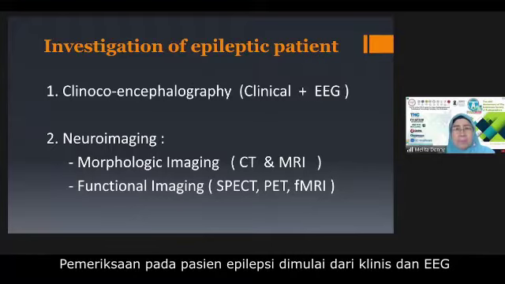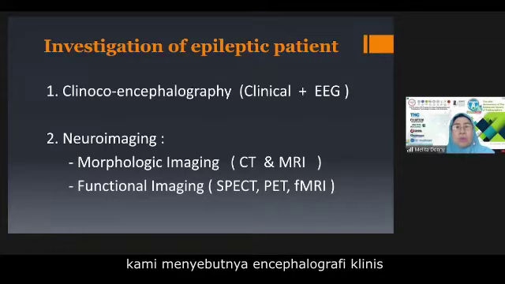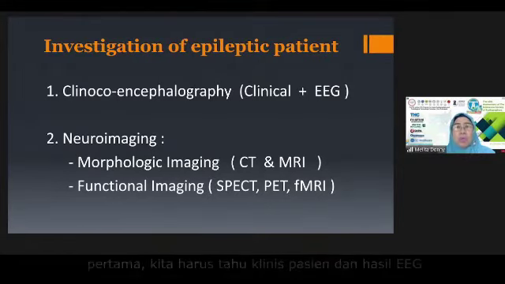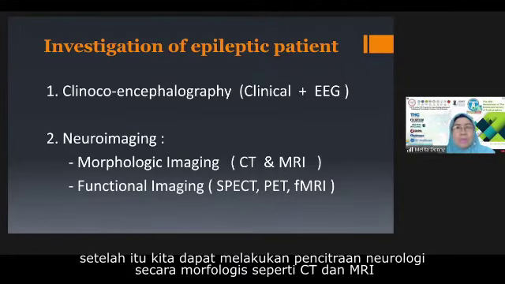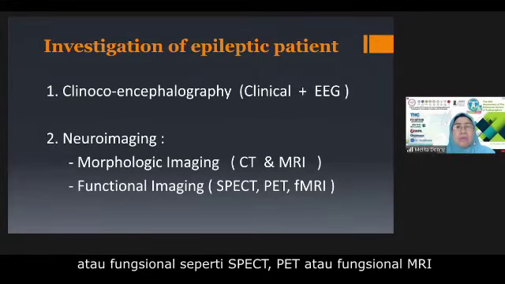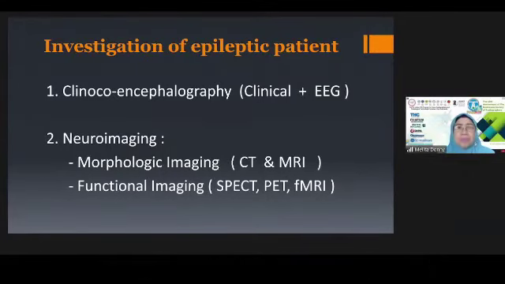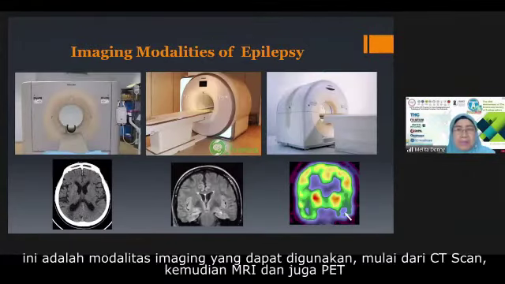Investigation of epileptic patient, we begin from the clinical and the EEG. So we also call it clinical electroencephalography. So before we start imaging, first we must know what is the clinical and what the EEG finding. After that, we can make the neuroimaging with morphologic imaging like CT or MR, or the functional imaging like SPECT, PET or functional MRI. This is a modality that we can use, starting from the CT, and then MRI, and then also PET here.